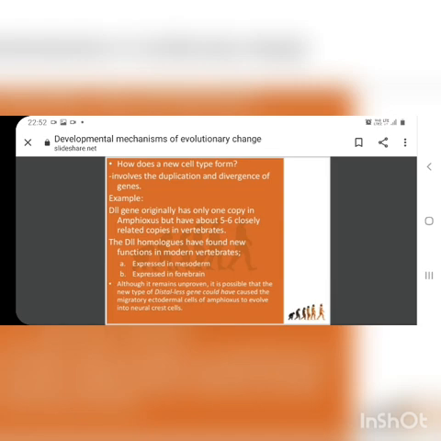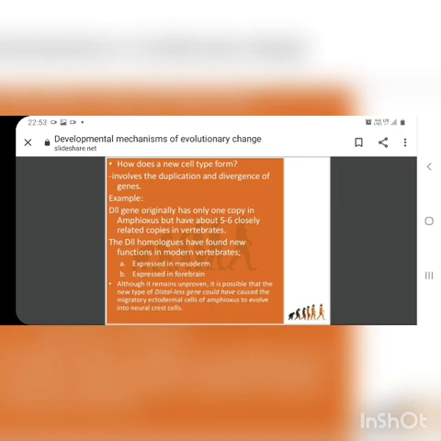How were the new cell types formed? It involved the duplication and divergence of genes. For example, the DLL gene originally has one copy in amphioxus but has about 5 to 6 closely related copies in vertebrates. The DLL homologs have found new functions in modern vertebrates: they are expressed in the mesoderm and in the forebrain.